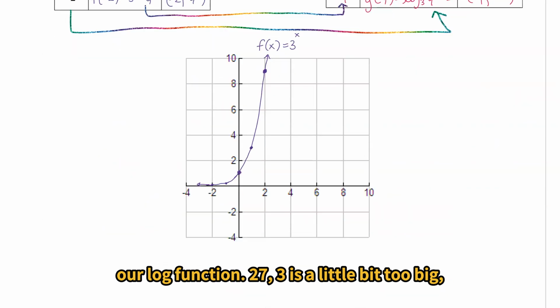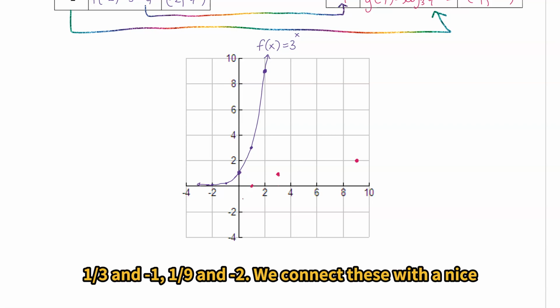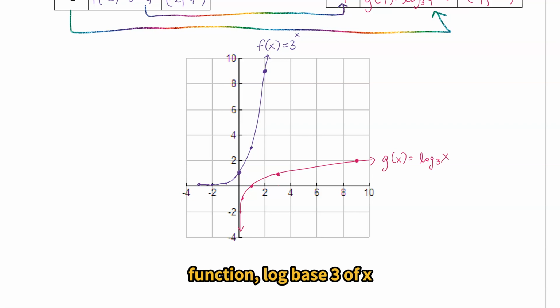So here we go. 27 and 3 is a little bit too big, but 9 and 2 will work. 3, 1, 1, 0, 1/3 and negative 1, 1/9 and negative 2. And we connect these with a nice smooth curve. And here's our g of x function, log base 3 of x.